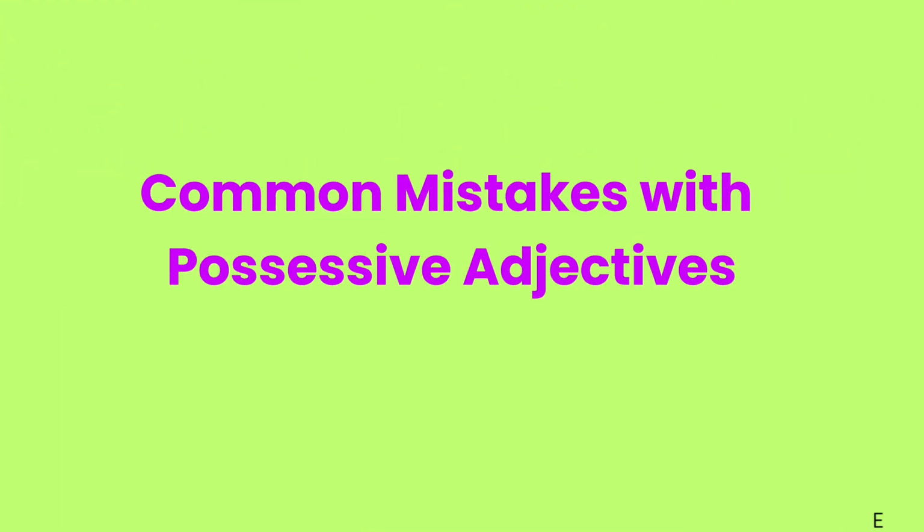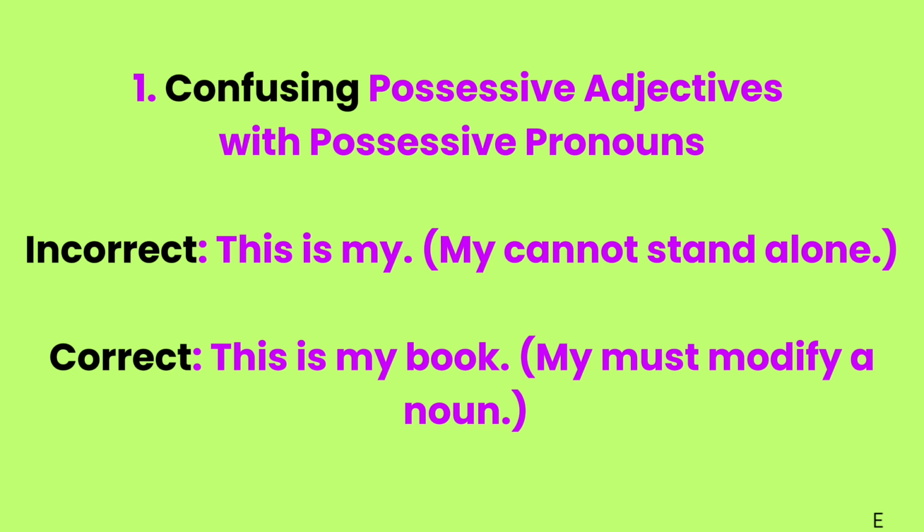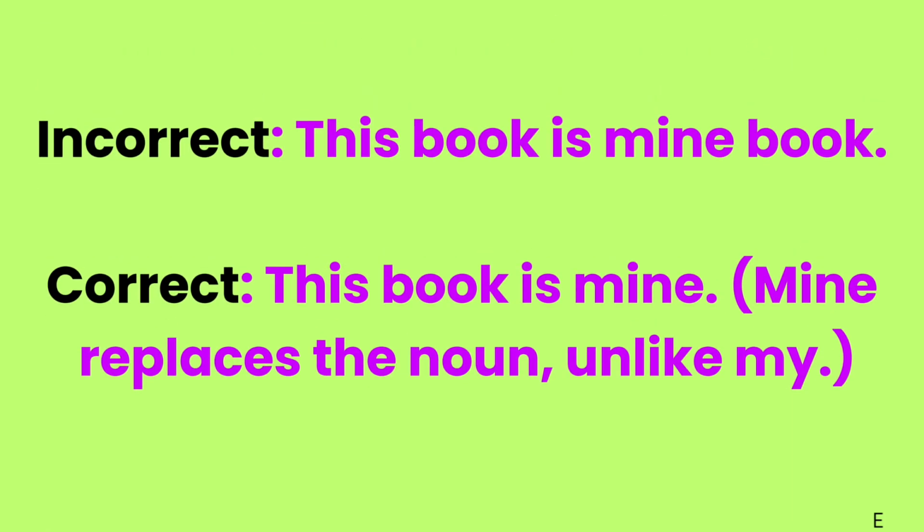Common mistakes with possessive adjectives. 1. Confusing possessive adjectives with possessive pronouns. Incorrect: this is my. My cannot stand alone. Correct: this is my book. My must modify a noun. Incorrect: this book is mine book. Correct: this book is mine. Mine replaces the noun, unlike my.